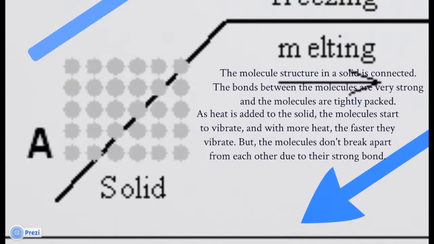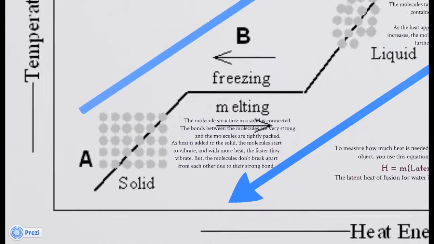The molecule structure in a solid is connected. The bonds between the molecules are very strong and the molecules are tightly packed. As heat is added to the solid, the molecules start to vibrate, and with more heat, the faster they vibrate. But the molecules don't break apart from each other due to their strong bond.